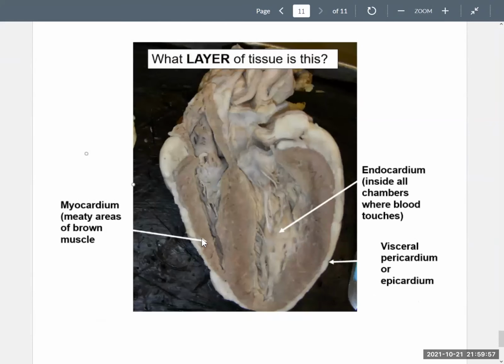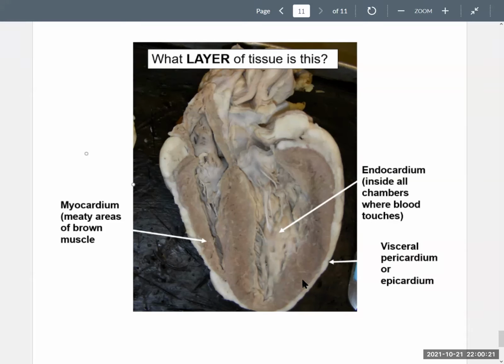The myocardium is the muscular layer. The insides, all of the insides, all the valve cusps, this is endocardium. And the outside is the epicardium, also known as the visceral pericardium.